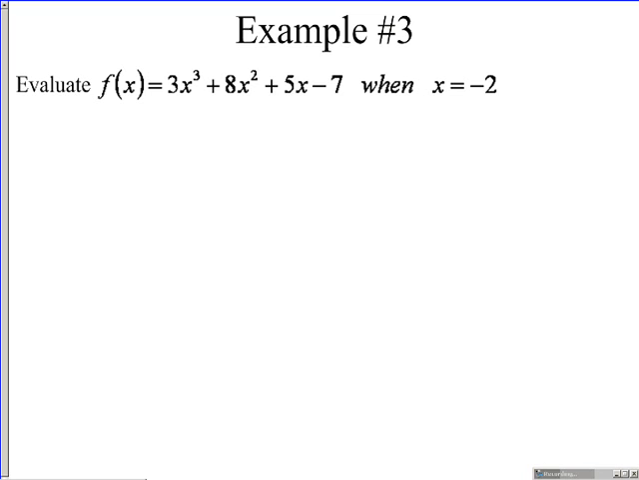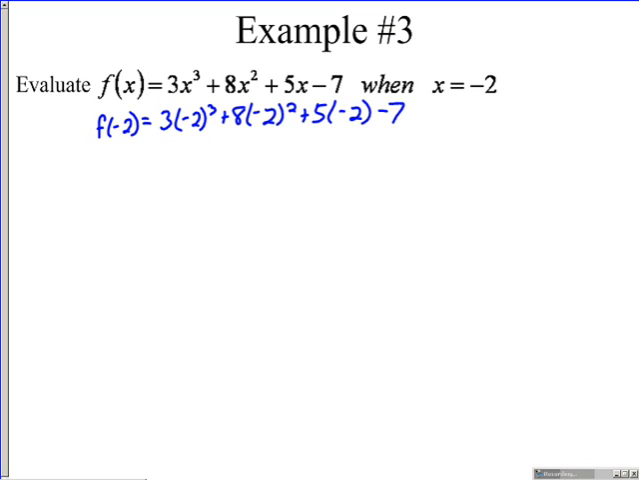Number 3. Evaluate this function when x equals negative 2. Up until this point, when you've been asked to evaluate function notation, what would you do? You would take negative 2 and plug it in every spot here. Plug all that into your calculator, simplify, and that would give you the value of f of negative 2. It's one way of doing it.